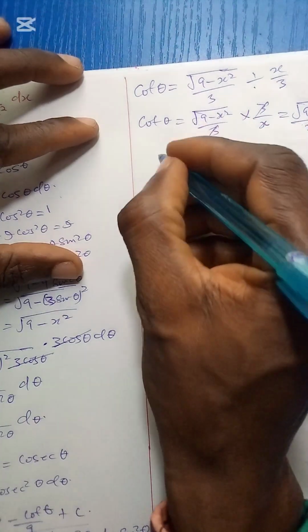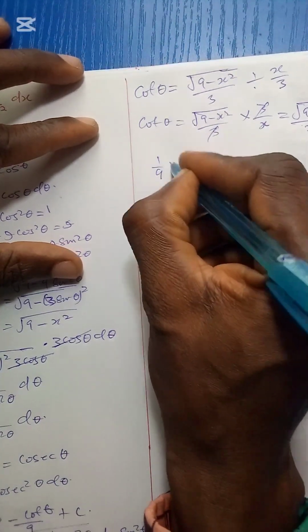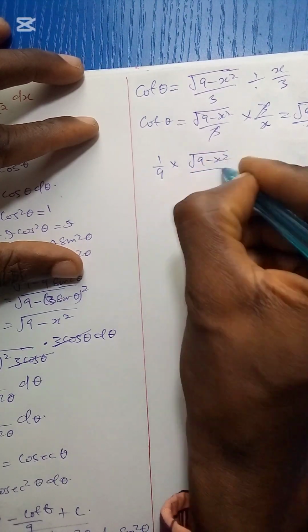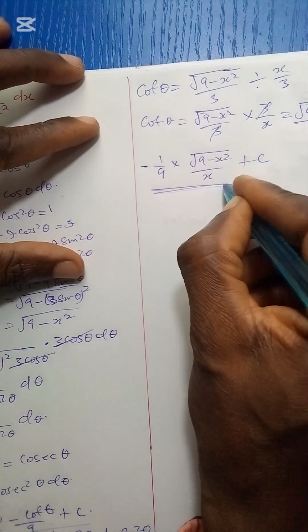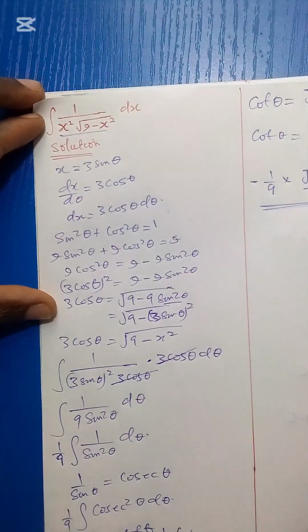Therefore, we are going to get 1 over 9 times square root of 9 minus x squared over x. Let's remember there is a minus there, then plus c. This becomes the solution to this problem.